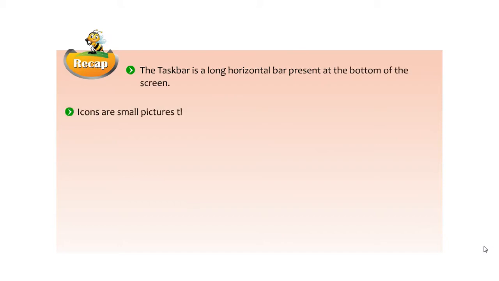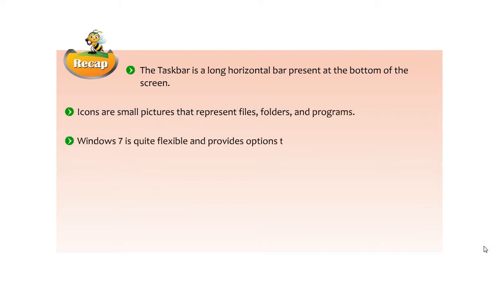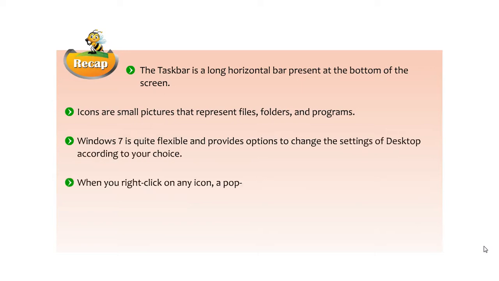Icons are small pictures that represent files, folders and programs. Windows 7 is quite flexible and provides options to change the settings of desktop according to your choice. When you right-click on any icon, a pop-up menu appears, which is called Context Menu or Shortcut Menu.